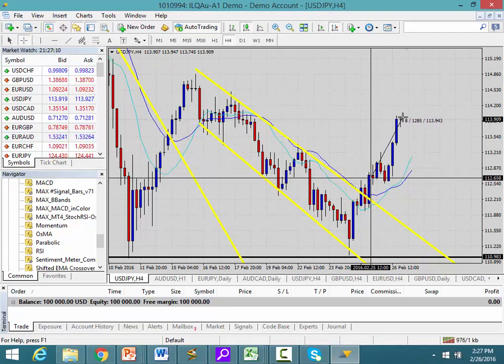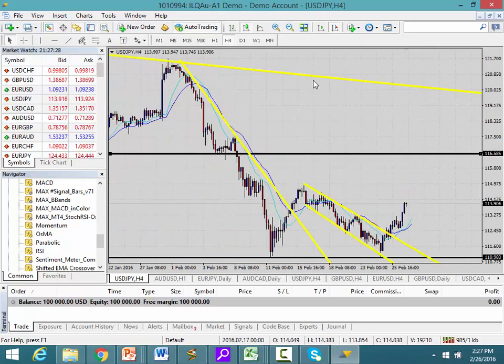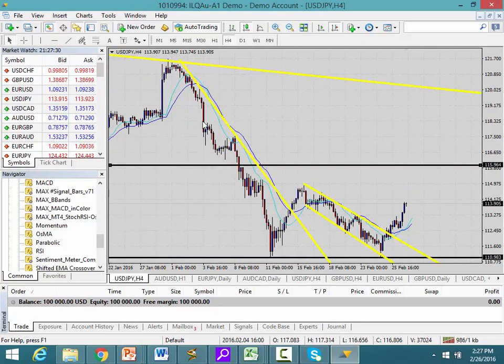You're talking about 120 pips in less than a day. This is a 4-hour chart. It means each candle is 4 hours. So we're talking about 4, 8, 12, 16, 20, 24, 30 hours. You're able to capture this move. So you want to learn how to draw these trend lines and find these patterns right here.